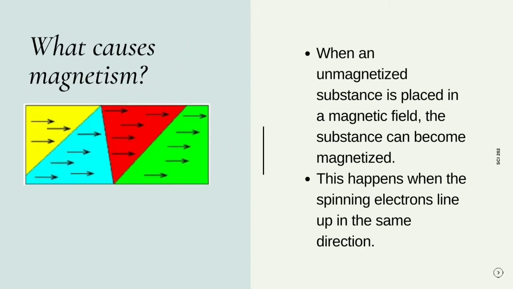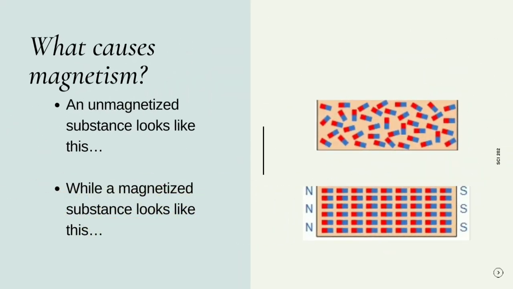When an unmagnetized substance is placed in a magnetic field, the substance can become magnetized. This happens when the spinning electrons line up in the same direction. An unmagnetized substance looks like this, while a magnetized substance looks like this.